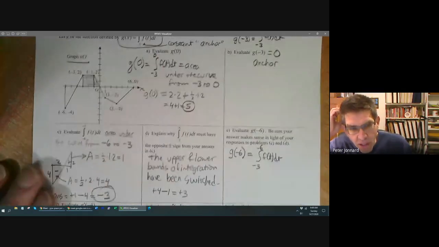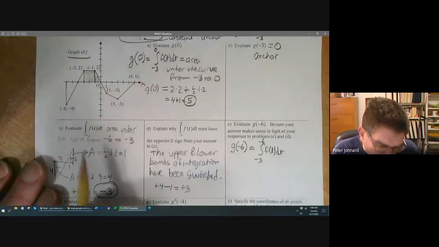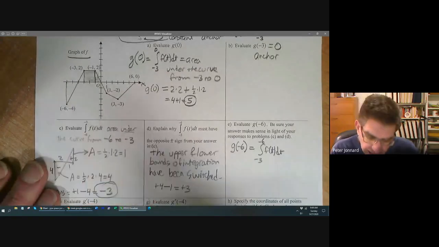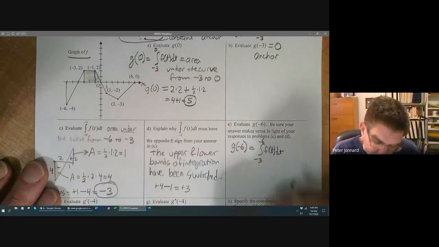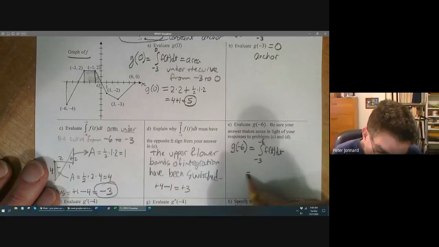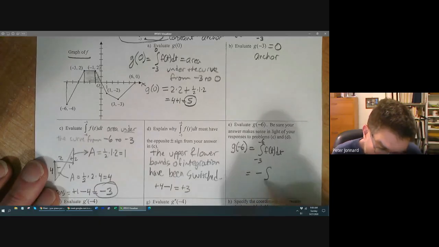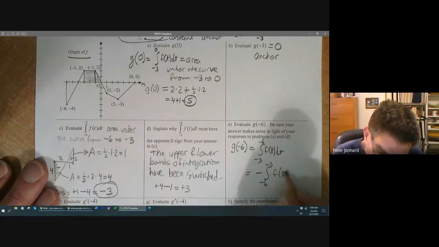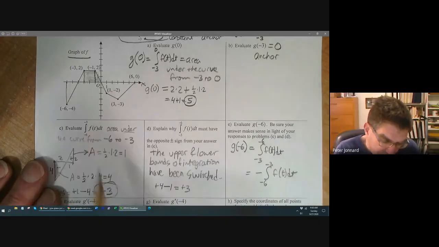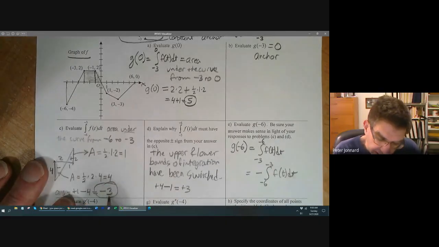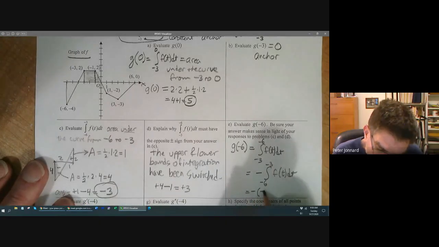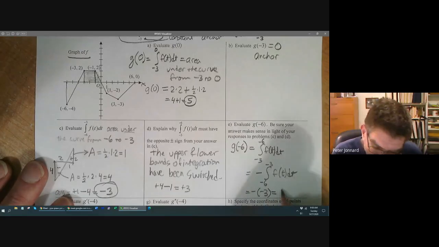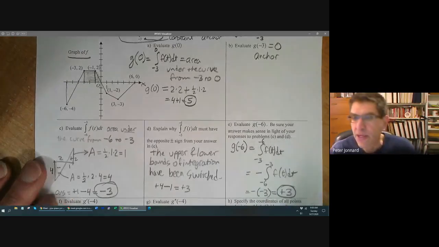Well, we've evaluated this integral from -6 to -3, and that's the exact opposite of this. And so we know that this is the opposite of the integral from -6 to -3 of f of t dt. And we already worked that out here as a -3. And so it's the opposite of a -3, otherwise known as a +3. Okay, so there it is.